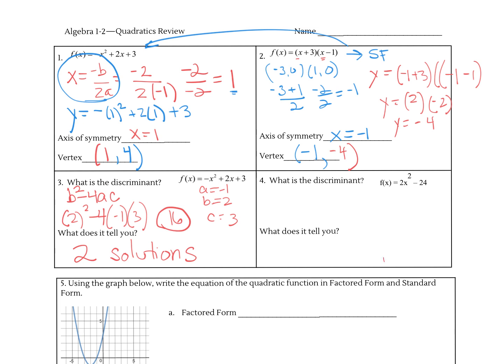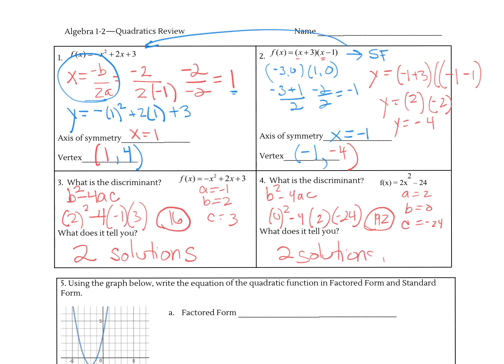Okay. So moving on over here, b squared minus 4ac. Our a would be 2, our b is 0, our c is -24. So we're going to have 0 squared minus 4 times 2 times -24. That is going to give us 192. A positive discriminant tells us there are 2 solutions.